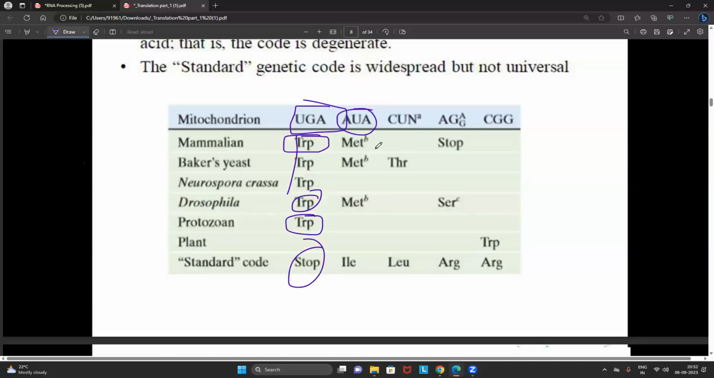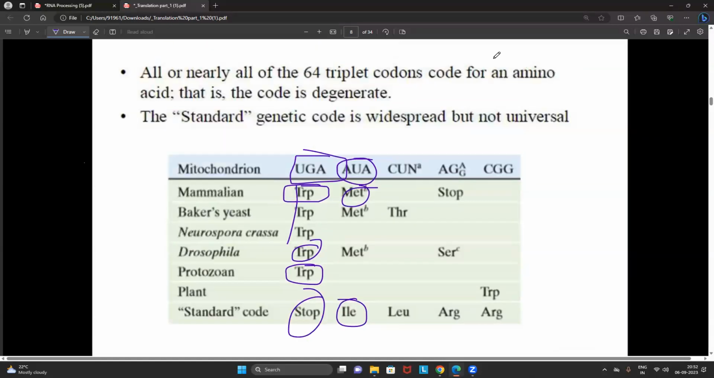AUA originally has to code for isoleucine, but in some organisms it is coding for methionine. So friends, that's the reason. What is the statement I have written here? I have written a statement that they can give in the exam. The standard genetic code is widespread. What is the meaning of widespread? It is present in every organism. Every single organism, the genetic code is present.